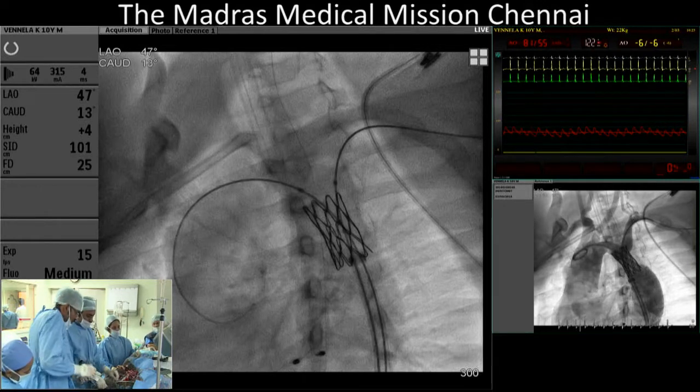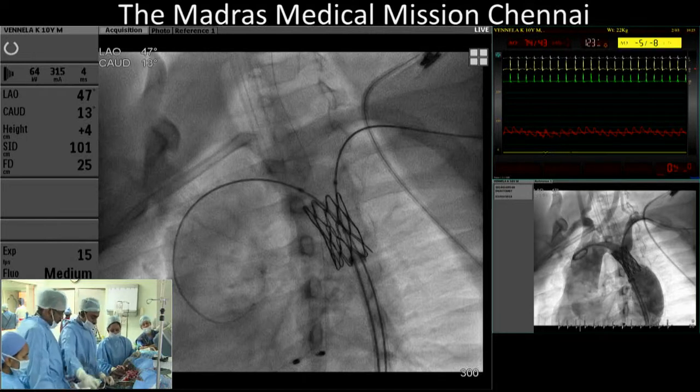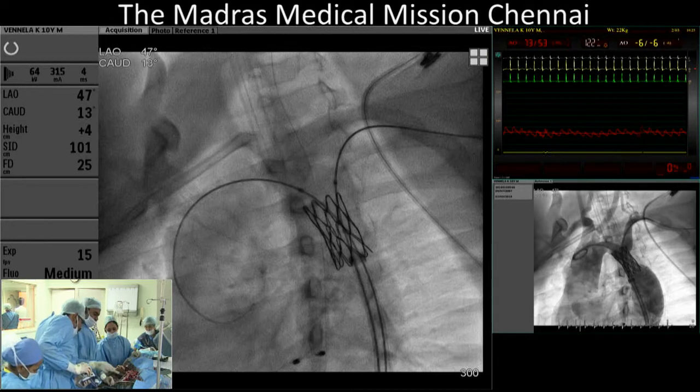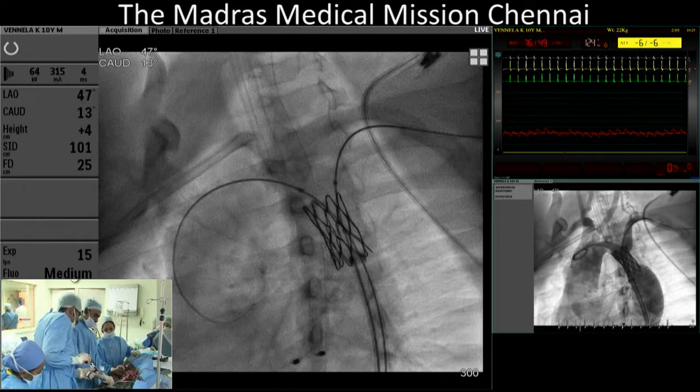Yeah, we have 2 balloons. There is a smaller 6 millimeter balloon across the subclavian artery, and a 12 millimeter balloon across the distal transverse arch.